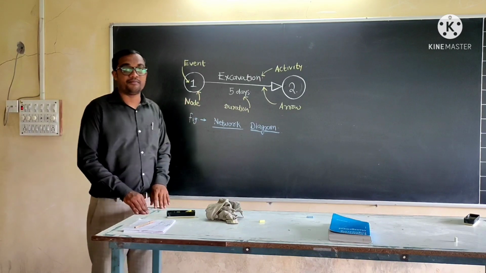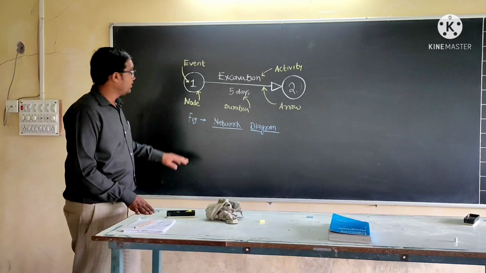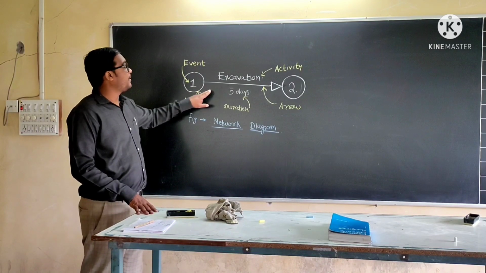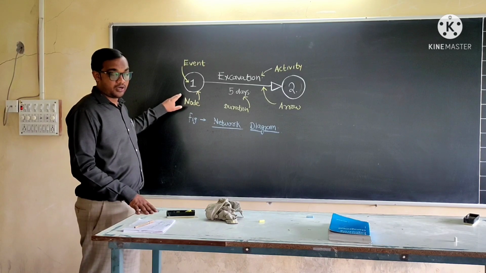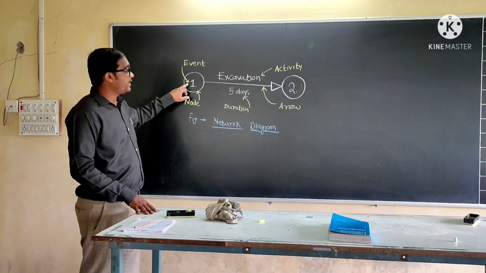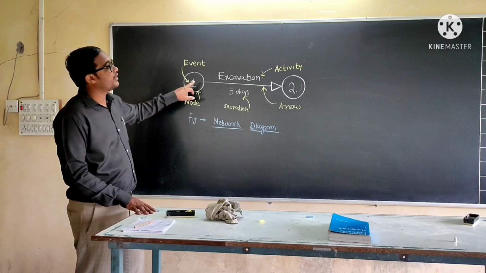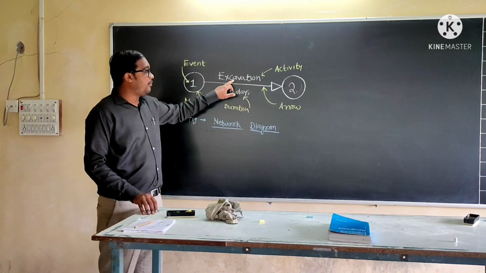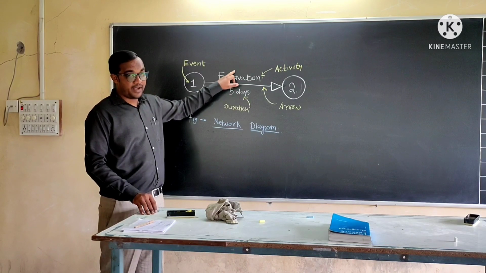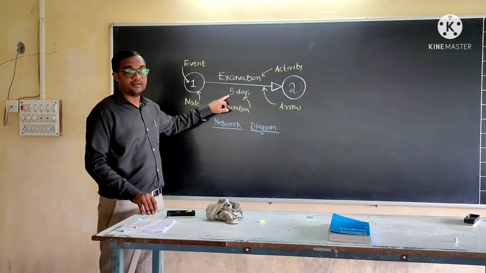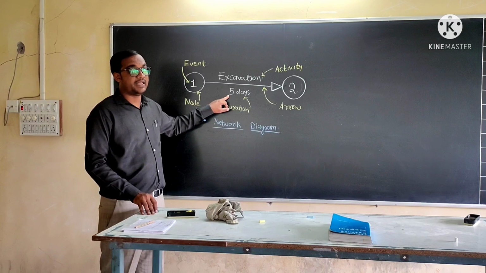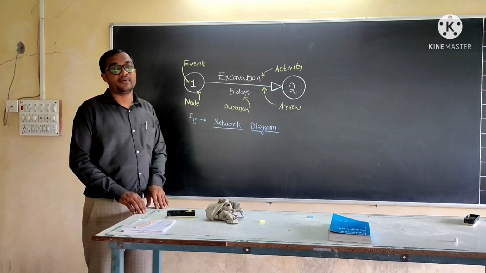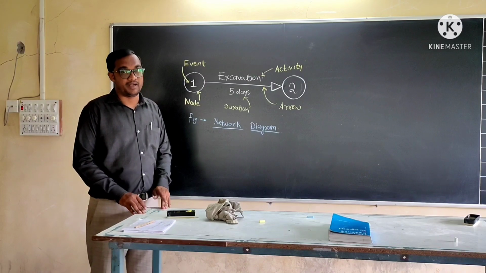So again, I will remind you of all the things. Circles and arrows of a network diagram. A circle shows the node, or is called a node. The number written inside the circle is called an event. This is an arrow which shows the sequence of activity. Above the arrow, the name of the activity is written, and below it, the duration required to complete that activity is written. So this is the network diagram and its constituent parts.